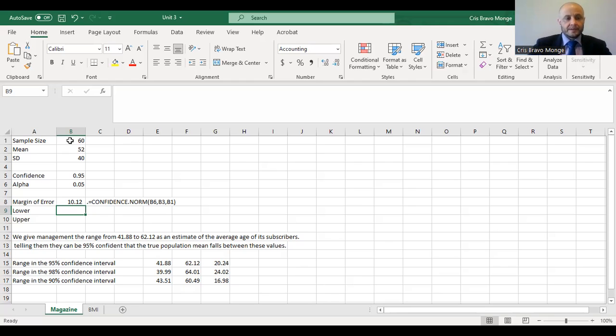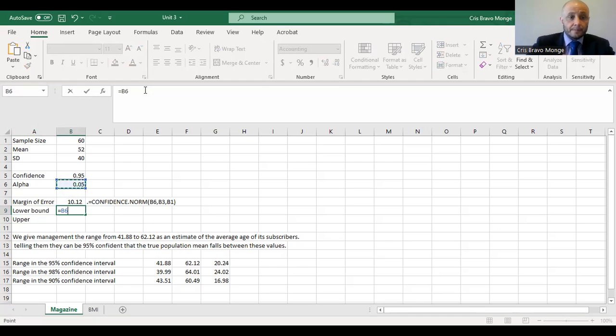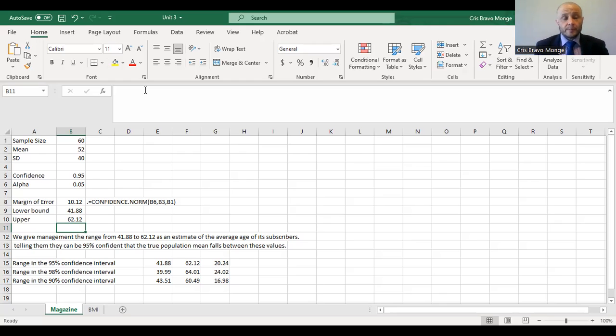the interval. So our lower bound interval would be the mean, in this case 52, minus the margin of error, 41.88, 42 years old, and the upper bound would be the mean, 52, plus the margin of error, 62.12. So this is the information that we give to the magazine.